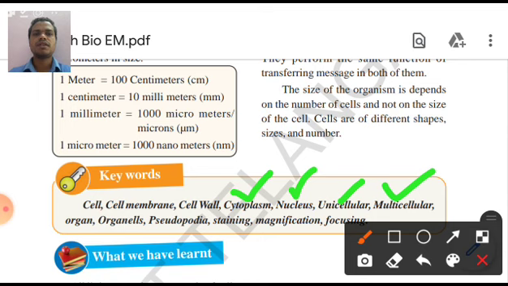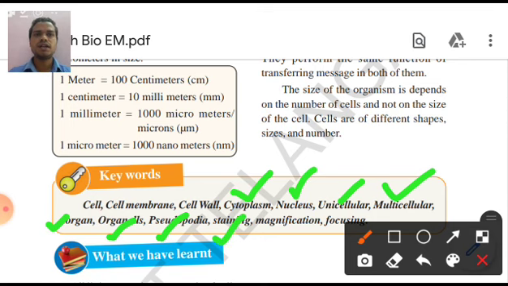Now organ. What is the meaning of organ? Organ is nothing but body part. Organ means body part. Organelle. Organelle means the cell's body parts. Now what is the meaning of pseudopodia? Pseudopodia is nothing but false feet.